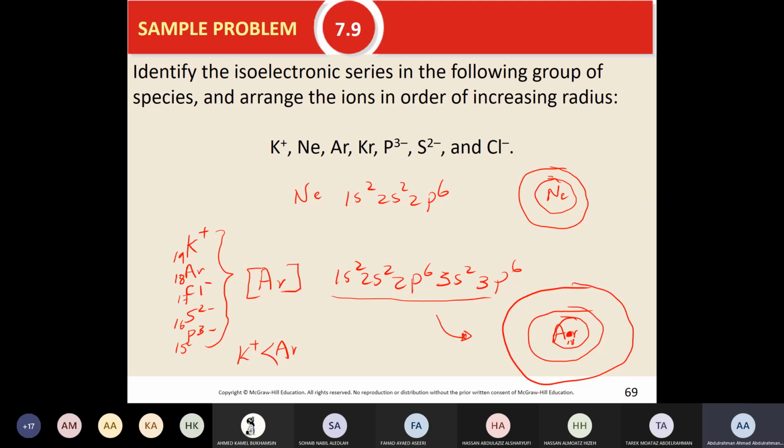And then the same thing with the rest. So I can compare these, but I can't compare this with neon. I can compare neon with argon. I know that definitely argon is bigger than neon. How about krypton under argon? Go look at your periodic table. You have neon above argon above krypton. Which is bigger, krypton or argon? Krypton.